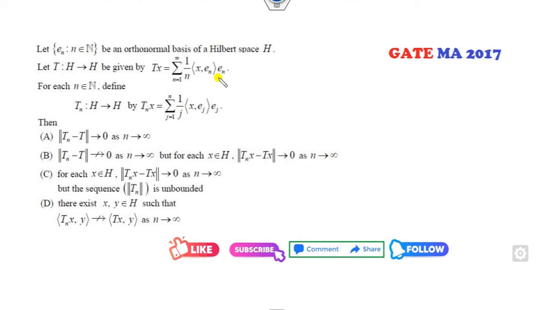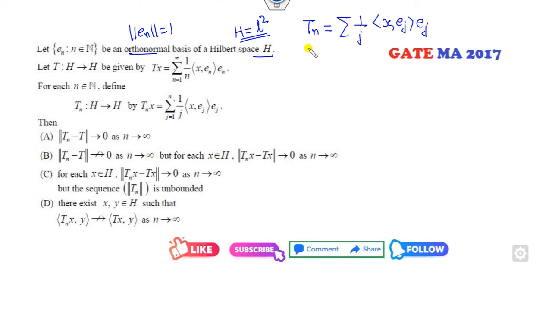Okay, look at this another one. Tn is orthonormal, so it means the norm of en is 1. H is a Hilbert space. It is not given, so you can choose it as L2. Tn is defined here, then Tn minus T of this. Tn x is the summation of 1 by j of x comma ej times ej, and T of x is the same thing with 1 over j. The only difference is here: this is from 1 to infinity and this is from 1 to n.